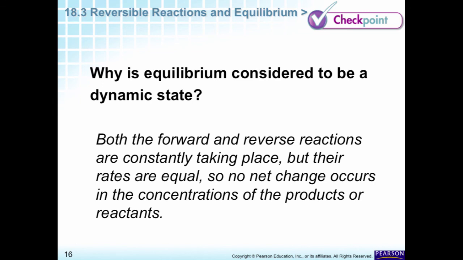Okay, it's what I said before. Both the forward and the reverse reactions are constantly taking place. But the rates are equal, and there's no net change in concentrations. There are these equilibrium concentrations of products and reactants. Those concentrations are not necessarily equal to each other, but the ratio between them does not change.